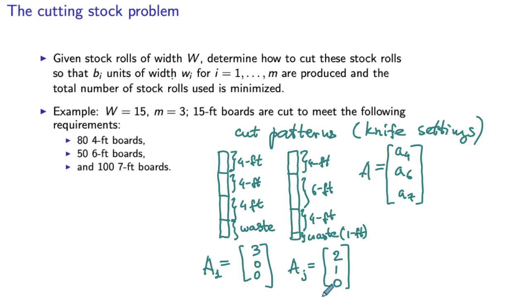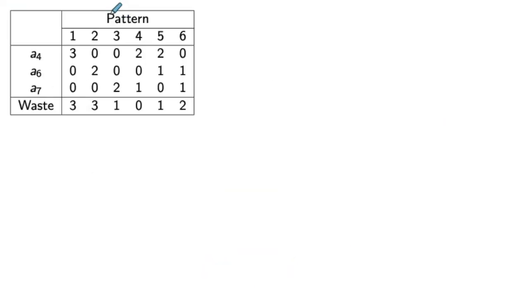And next we are going to actually consider all the different cut patterns that we can have for this particular example. This table represents all the non-dominated cut patterns for our problem. For example, our A1 is given by this column right here. Remember, we had three 4-foot boards and then no 6-foot or 7-foot boards. Then our column A_j from the previous slide was given by (2, 1, 0), so this is actually our A5. And there are 4 other patterns that are non-dominated.